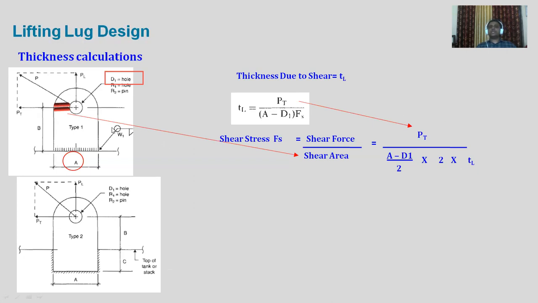This will give you the shear area. And there are two areas. One is at the top, one is at the bottom of that shear pin. So that's the reason you always know that shear will have the two areas. So that's the reason why 2 will be the multiplier.